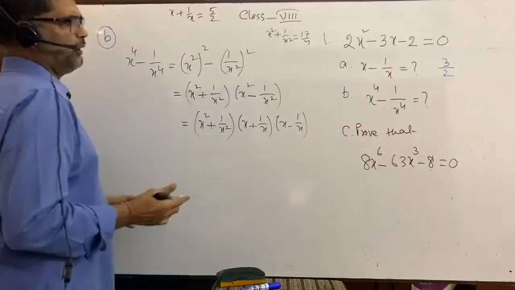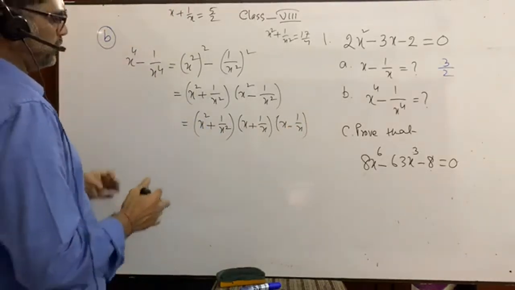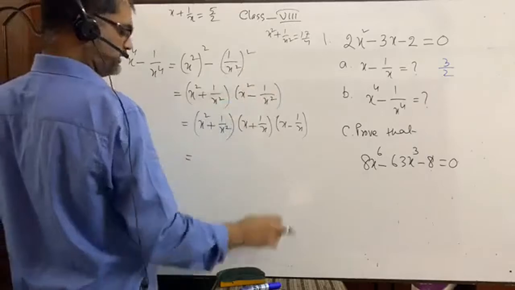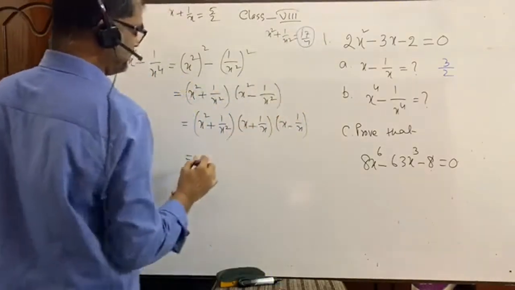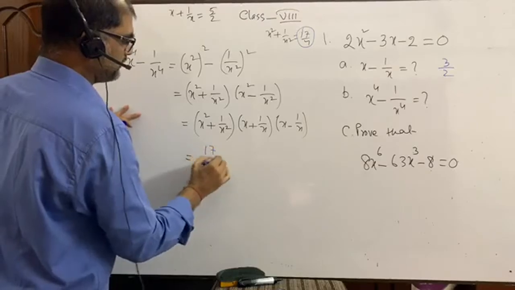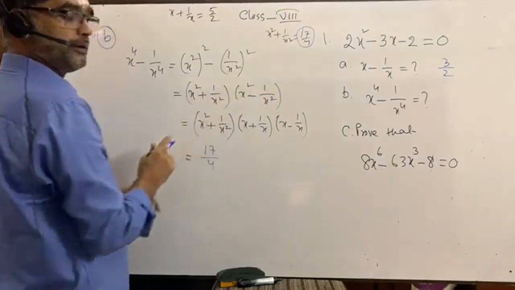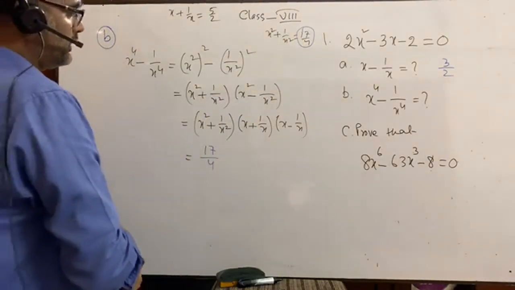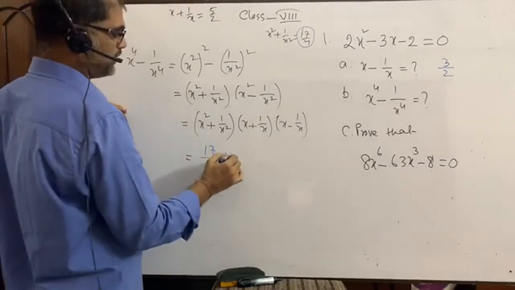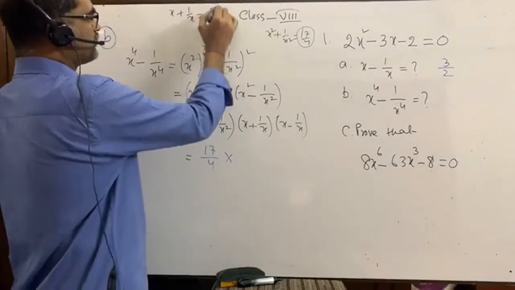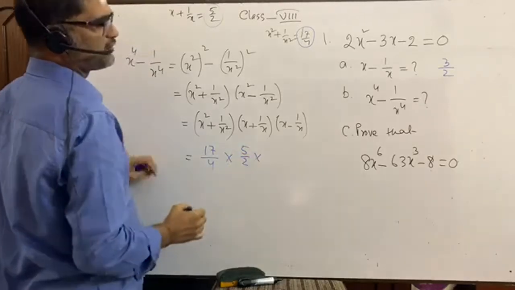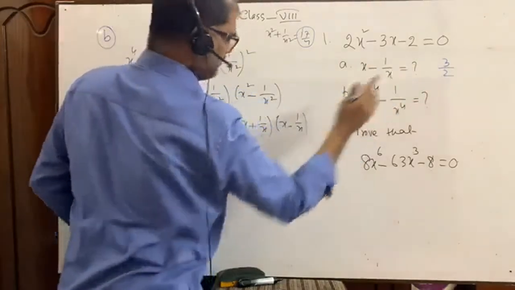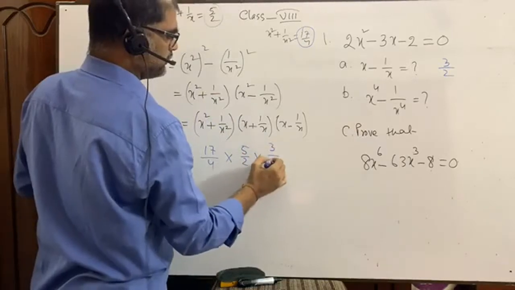Now we can put the value as I told you. x square plus 1 by x square equals to what? I wrote here 17 by 4. This is 17 by 4. I have already written here 17 by 4, right? Now x plus 1 by x equals to what? x plus 1 by x equals to 5 by 2, and x minus 1 by x equals to what? 3 by 2.